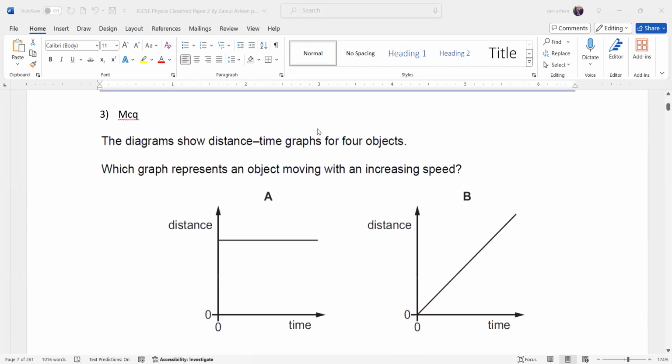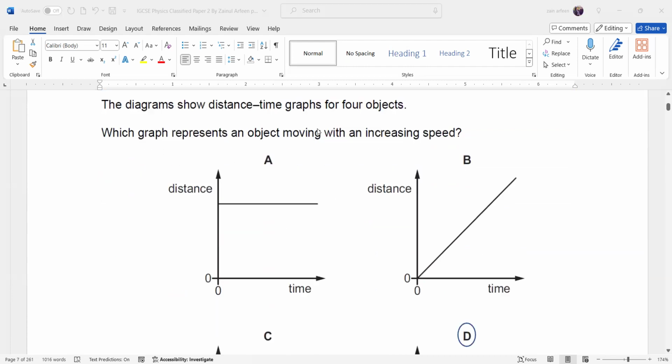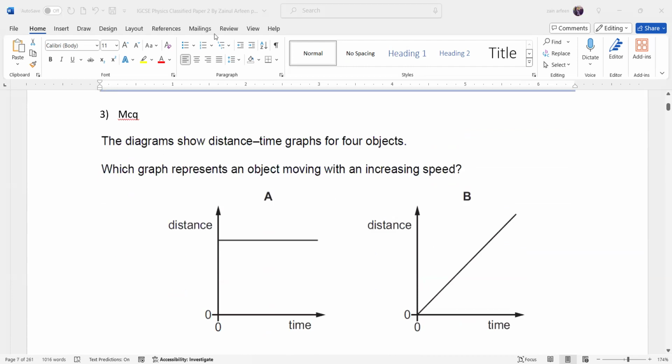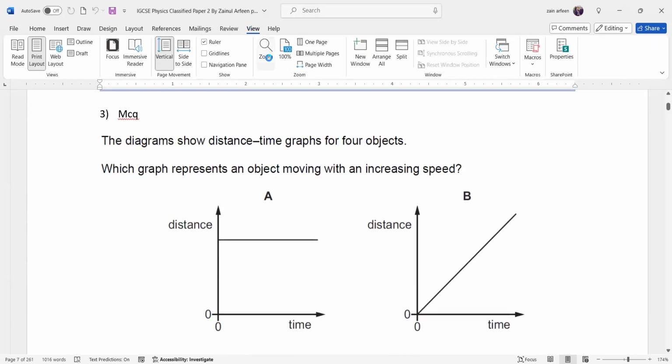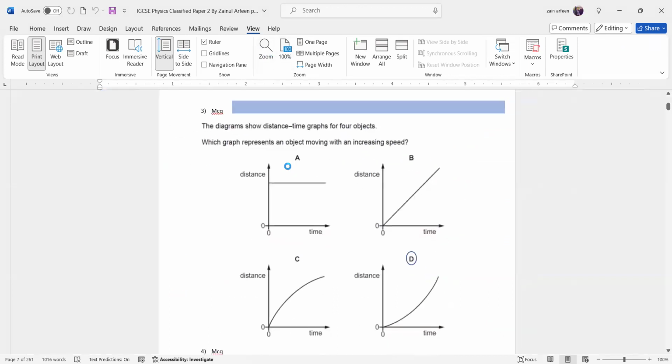The diagram shows a distance time graph for 4 objects. Which graph shows an object moving with increasing speed? In a distance time graph, the slope represents the speed of an object. When we compare, here it's a horizontal line. If it's a horizontal line, what does it mean for a distance time graph? The distance is not changing, meaning the object is at rest. If it's a constant gradient, a constant slope, this object has a constant speed.